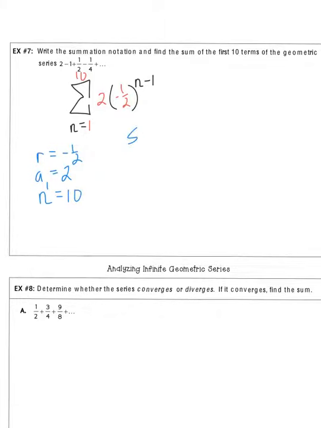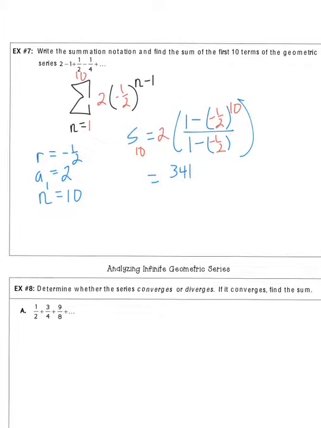So S sub 10 is equal to 2 times 1 minus negative 1/2 raised to the 10, all divided by 1 minus negative 1/2. There we go. All right, so if I throw all of that into my formula and with my calculator, you're going to end up getting a fun fraction, 341 over 256.